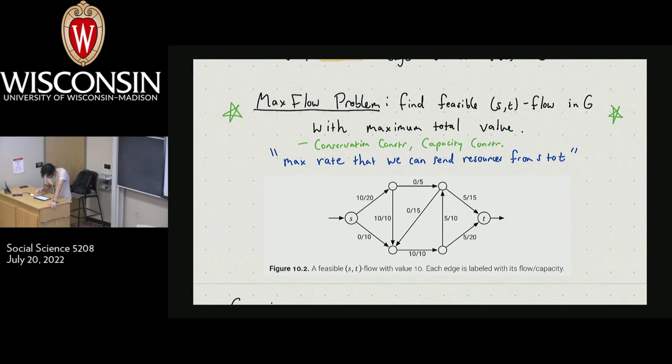Okay? So let's look at an example of a flow. So here in this picture, the flow from one node to another is indicated by the number on the left, so this 10 here. Then the number on the right, that's its capacity. So in this example, we're using 50% of that edge. We're sending 10 units of flow, and it could handle 20 units total.